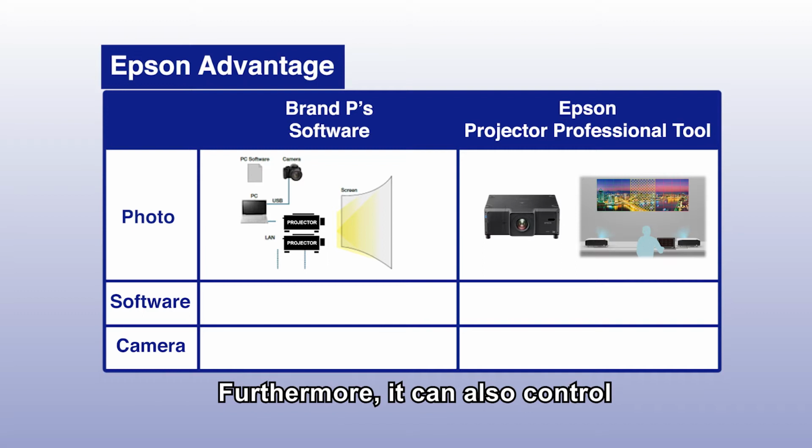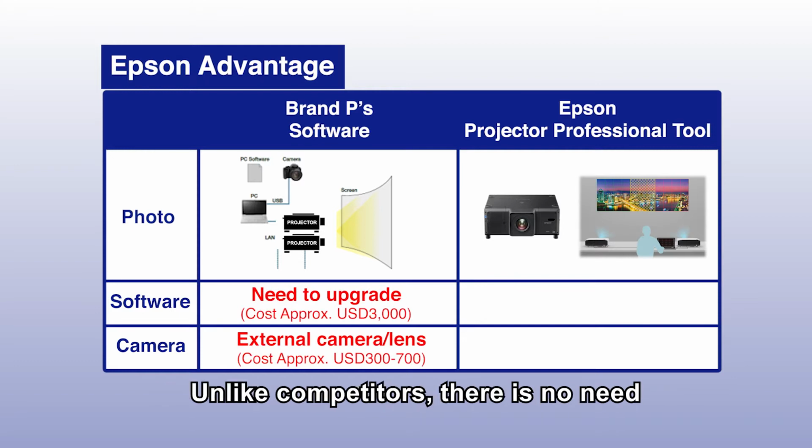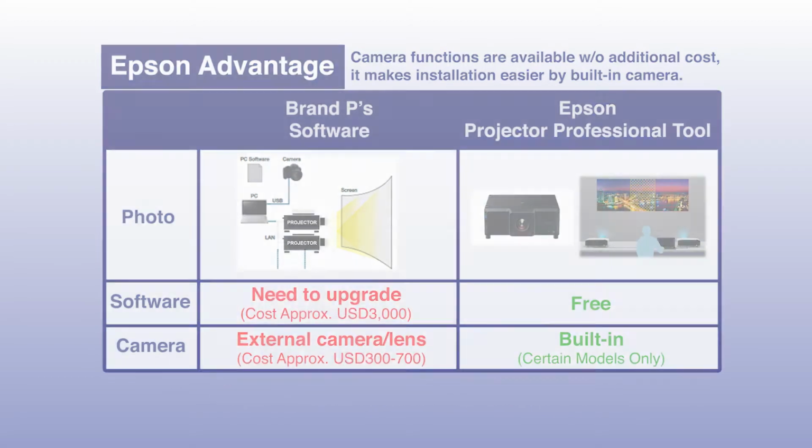Furthermore, it can also control the built-in camera of some of our high-brightness projectors. Unlike competitors, there is no need for an added investment for a separate camera module. Most importantly, it supports wired and wireless networks, and it can be easily downloaded for free from Epson.